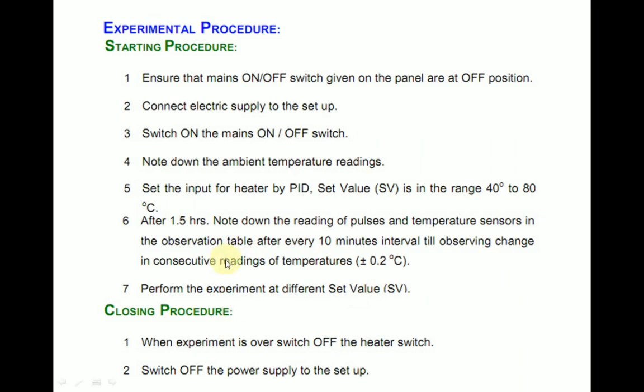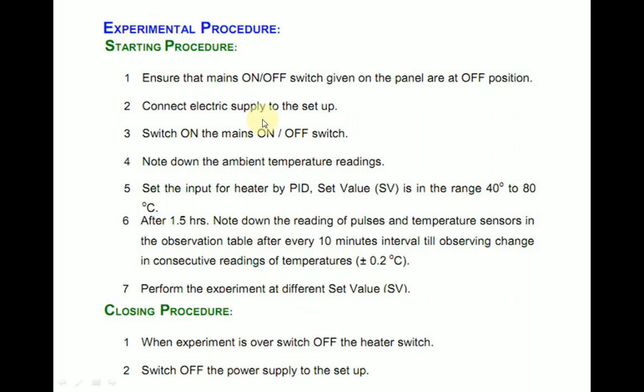One care we need to take: when we take the readings, the difference between consecutive readings should not be greater than 0.2 degrees Celsius. The difference should always be less than 0.2 degrees Celsius. So this reading we need to take.